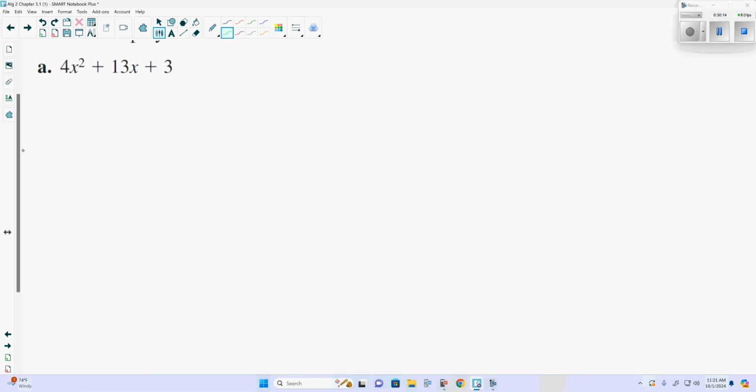If we do, it changes 4x squared to 4x squared. It changes 13x to 13x and 3 to 3. It doesn't do anything. So, is there a greatest common factor? No. There's not always going to be one. If there is one, it is nice to factor it out, to simplify it out first. If there's not one, well, we go from step number 1 to step number 2.